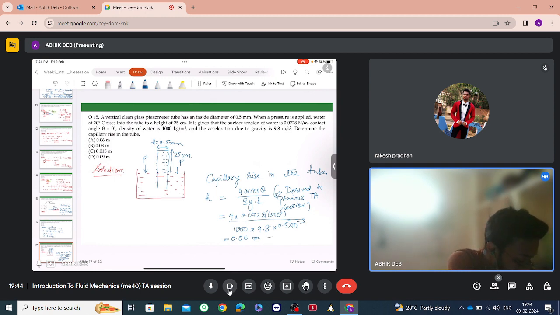meters, or this is equal to 6 centimeter. So the correct option is option number A. Okay, so here I would also like to mention how to know when the capillary rise will be significant.